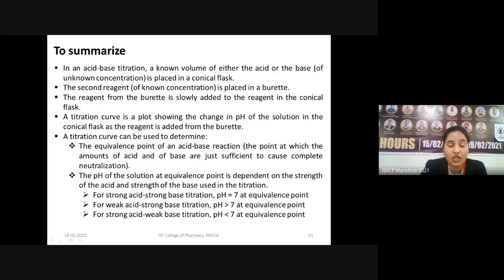The third point is, when we are performing the titration of a strong acid and a weak base, the pH at the equivalence point will be low, because since we are using a strong acid, the pH will be low at the equivalence point.